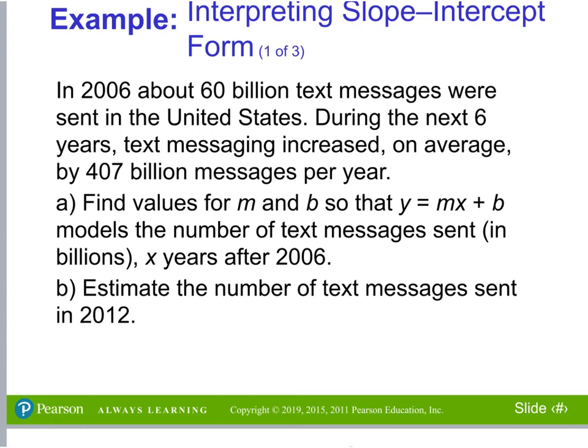Okay, we're going to write an equation for this situation. So in 2006, 60 billion text messages were sent in the United States. During the next 6 years, text messaging increased on average by 407 billion messages per year. And our job is to find values for m and b so that y equals mx plus b models the number of text messages sent in billions x years after 2006.